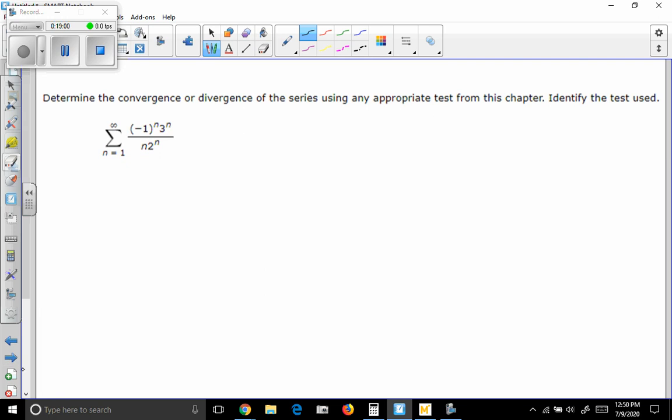And then the last one we're going to do here. Several different ways we might look at this. One thing, look at the fact that this is alternating. We don't have any factorials, but we do have some n powers, and then we have another factor that's an n. So it might be challenging to show, if this is a sub n, whether or not the next term is going to be smaller or larger.